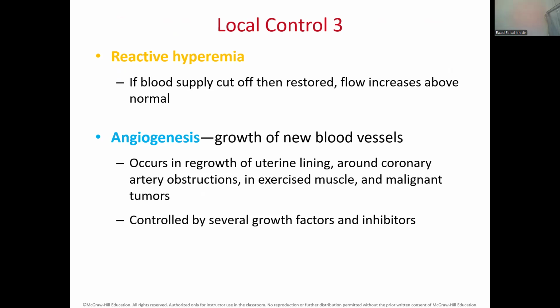Angiogenesis, we said, is the sprouting of blood vessels, the growth of new blood vessels. That's going to occur in the uterine lining, around coronary arteries, and in exercising muscle. And you see it in malignant tumors. The tumor is going to start to make sprouting of blood vessels. And that's controlled by several growth factors and inhibitors.